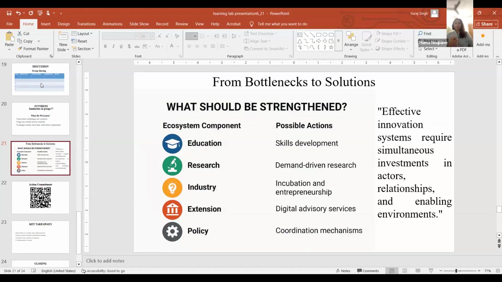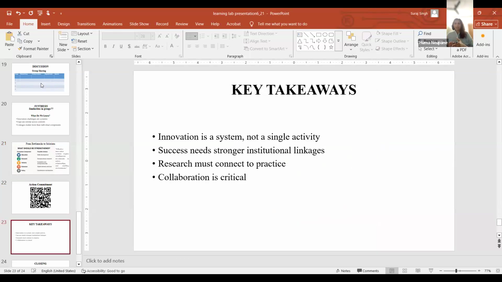So probably every stakeholder, including education, research, industry, extension, and policy makers, as we have discussed during these sessions, is important. This would be our key takeaway: innovation is a system, not a single activity, and success needs stronger institutional linkage. Research must connect to practice, and collaboration is critical.